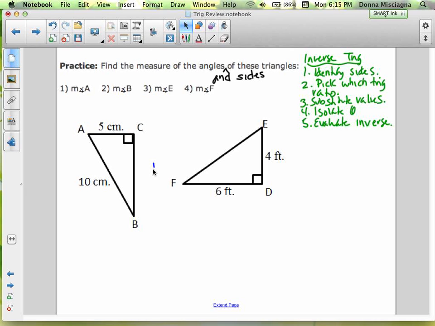We'll also use Pythagorean theorem to find the missing side, which will give us some good practice with being able to simplify radicals. So as a reminder, to use inverse trig ratios to solve for missing angles, you identify the sides. In other words, relative to an angle you want to find, do you know the opposite, the adjacent, the hypotenuse? You pick which trig ratio matches what you know. You substitute the values, you isolate theta, and you evaluate the inverse. And that we can either use the trig table for or the calculator. I'm going to focus on the calculator in this series of lessons.